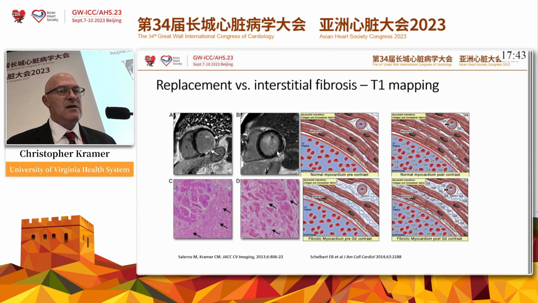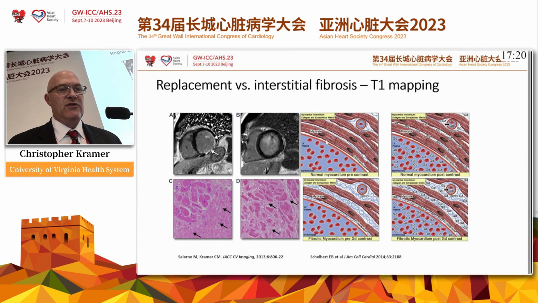The patient in panel B is a patient with hypertensive heart disease. They don't have replacement fibrosis that you can see visually with late gadolinium enhancement. But if you biopsy them, they have this lacy interstitial fibrosis. Well, now we have a technique to image that called T1 mapping and measurement of extracellular volume. And let me describe how that works.